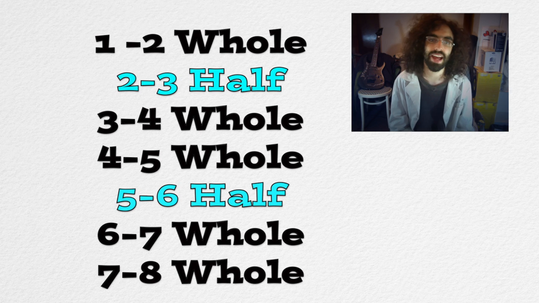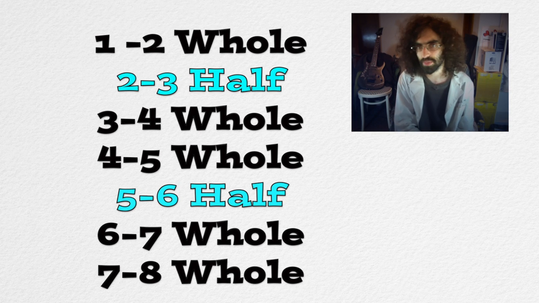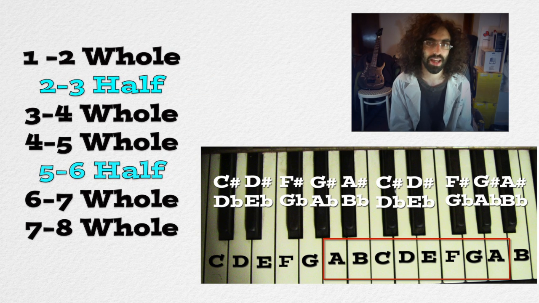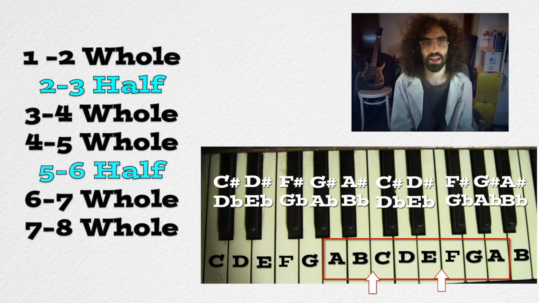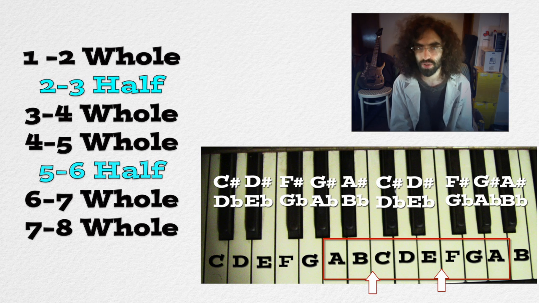Minor scales have half steps between the second and third notes and between the fifth and sixth notes. For example, in an A minor scale, there's a half step between B and C and between E and F. So let's do a quick quiz to make sure all this stuff makes sense.